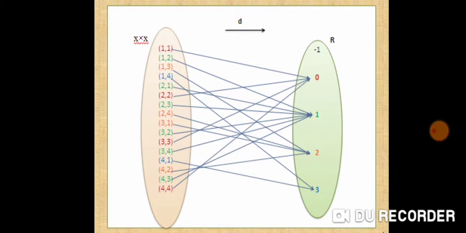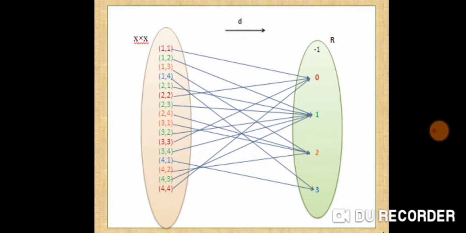Therefore, d of x, y equal to d of y, x for all x, y belongs to X. Therefore, the third condition is satisfied.